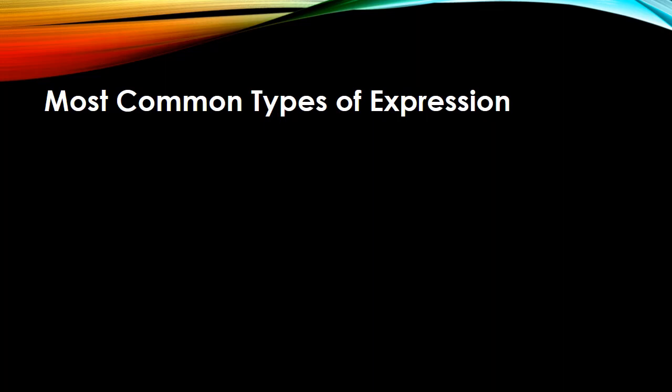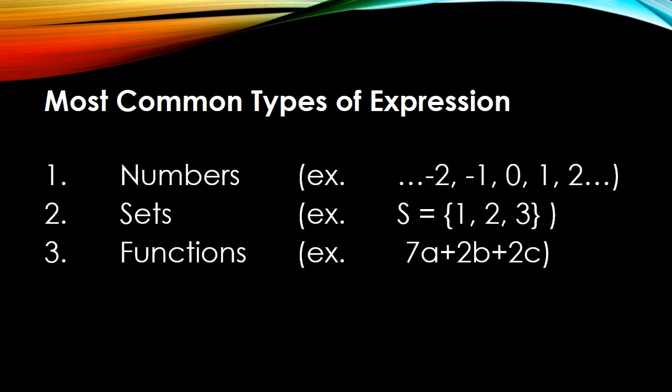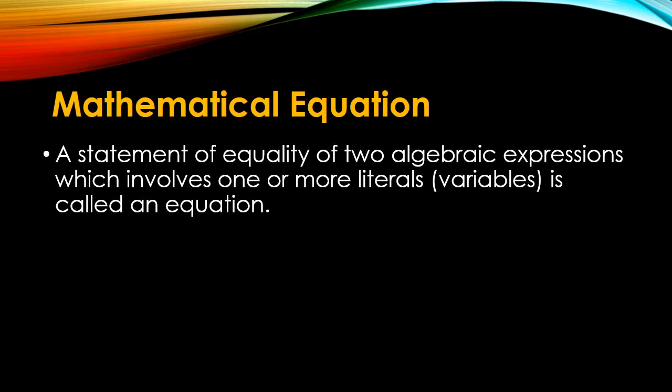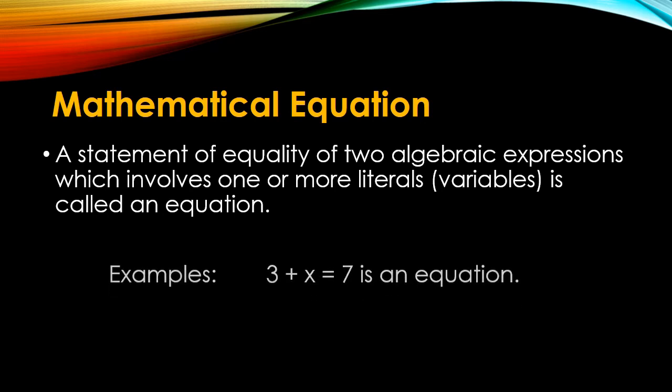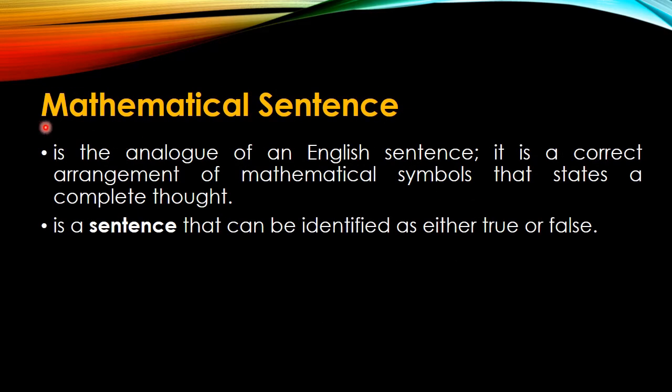These are the most common types of expression. We have numbers, sets, and functions. We also have the mathematical equation. A statement of equality of two algebraic expressions which involves one or more literals or variables is called an equation. For example, 3 plus x equals 7 is an equation. It can be just numbers, or we can also put variables. We also have the mathematical sentence.